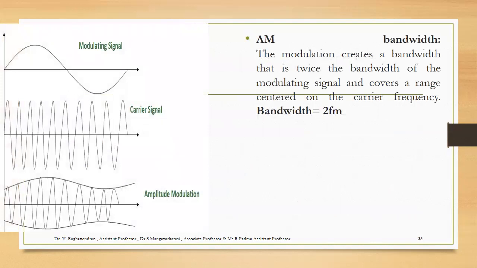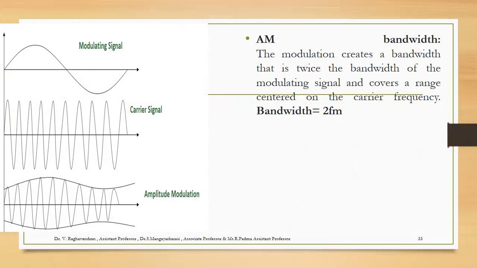So this diagram shows an example of amplitude modulation. The first one is the modulating signal. The second one is the carrier signal, our original signal. This is the output of amplitude modulation. Here our carrier signal is combined with the modulating signal. Both the modulating and carrier signals are combined. It produces the amplitude modulation.